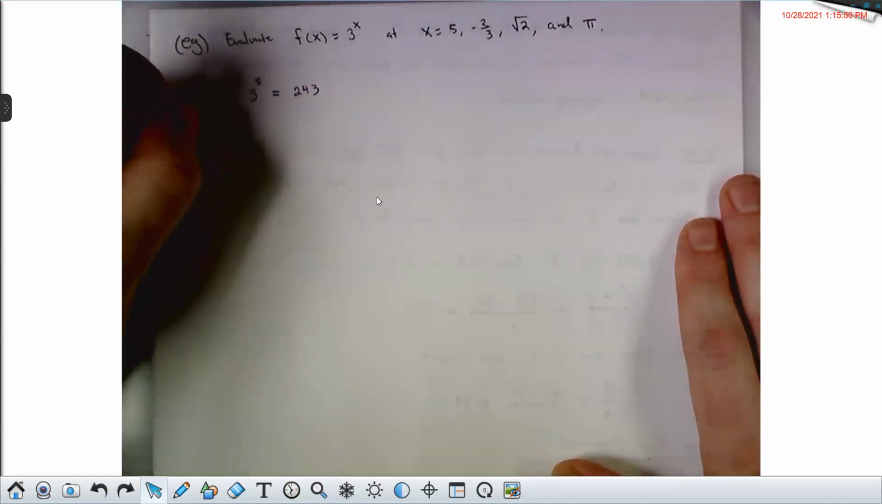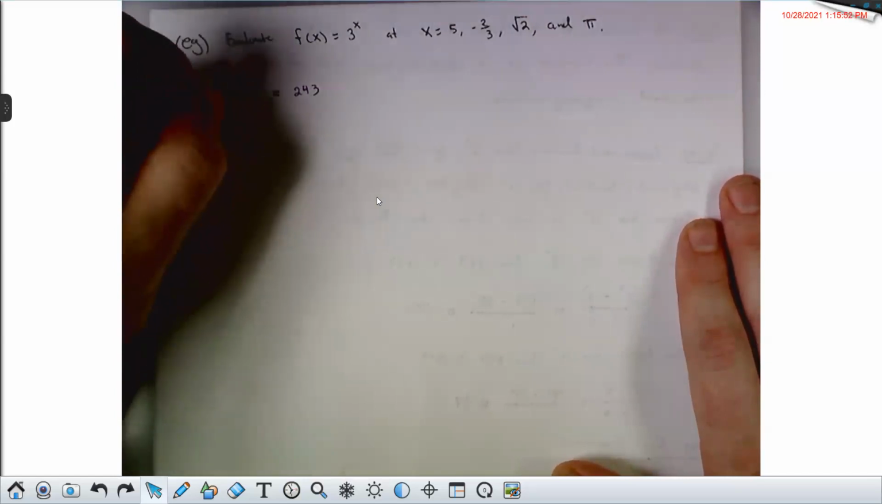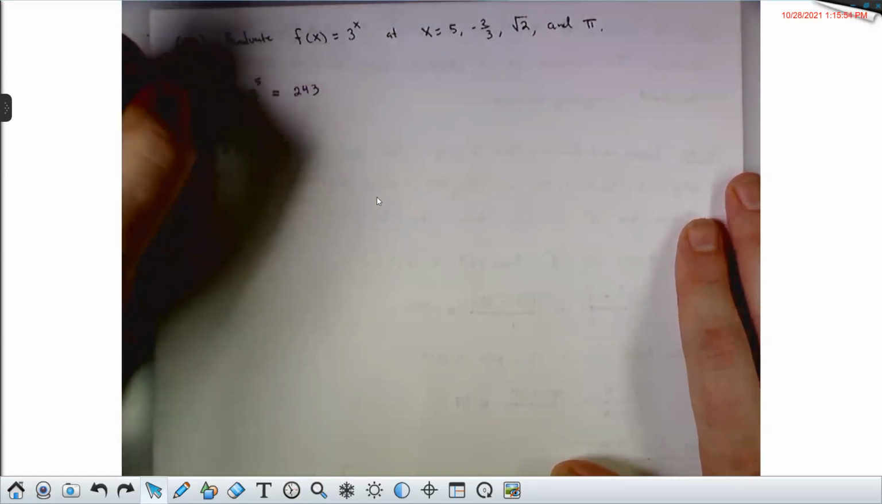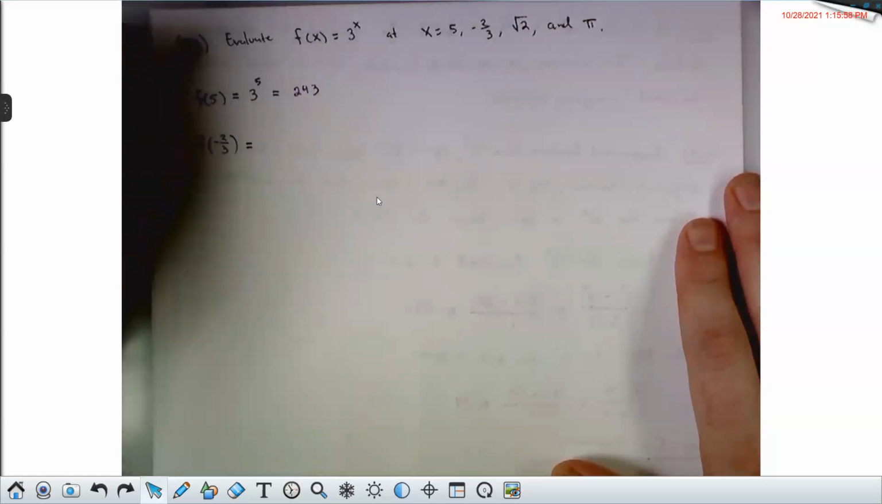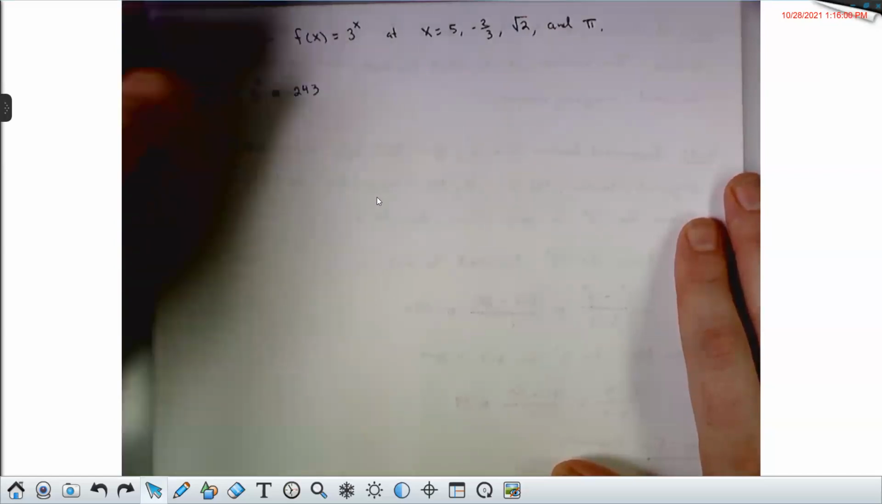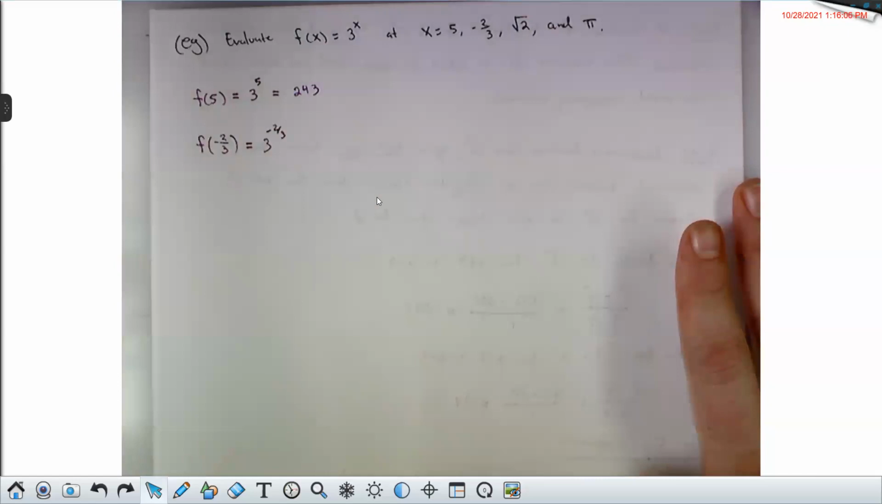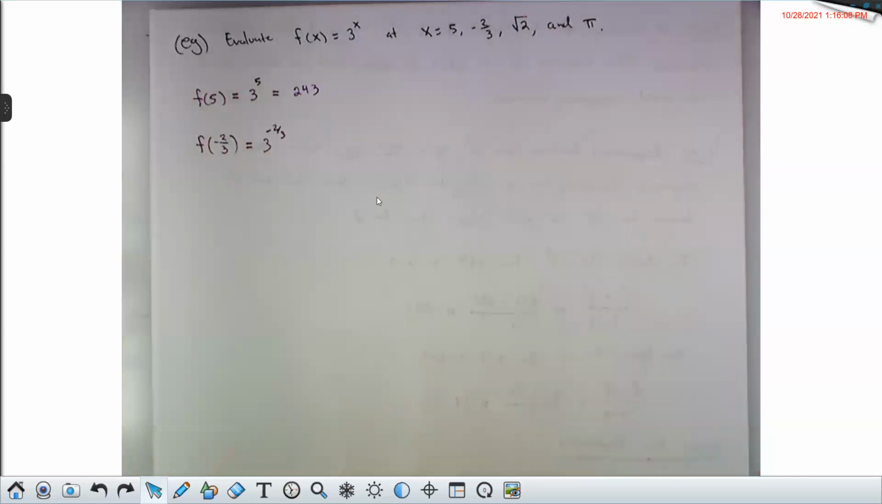To figure out f of -2/3, we need to start the same way we started here. So f of anything is 3 to that thing. So f of -2/3 is 3 raised to the -2/3 power. And from here, we're going to use our rules for exponents. So what would be a good first step in trying to simplify this number? Trying to understand, for example, how big this number is.